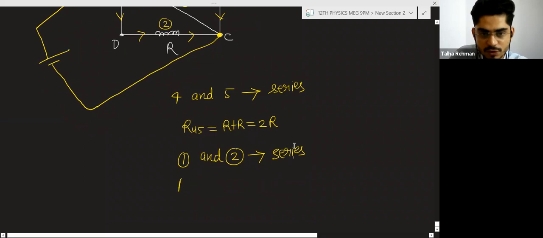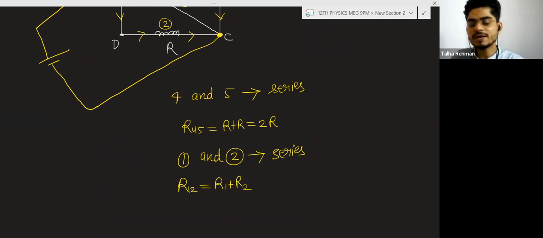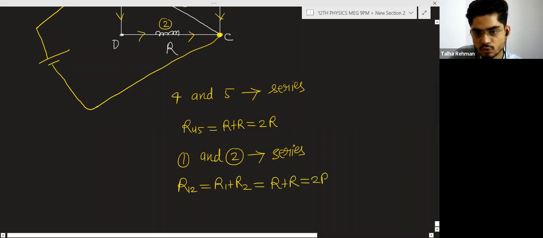So you can also find R12. You will write R1 plus R2. Why am I writing R1 plus R2? Because this is a series combination. In series combination, the equivalent resistance, that is R12, is calculated like this, R1 plus R2. So you can calculate R plus R, which also becomes 2R.